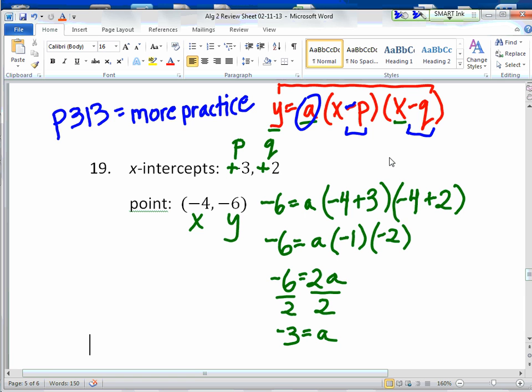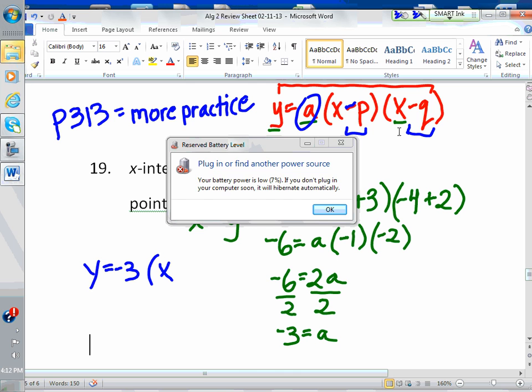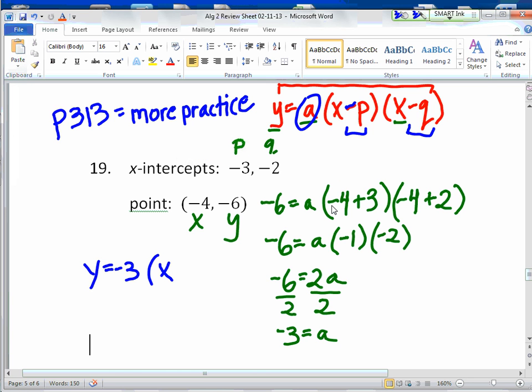And then we just plug that in along with p and q into our equation. So we get y equals -3 times x minus p. This part, just remember your original values of p and q. So, whoops. Okay, so minus p is going to give us +3. x minus q is going to give us +2. So this is our final answer.